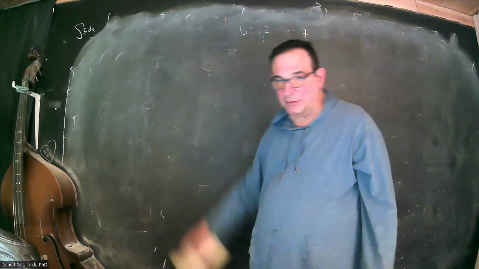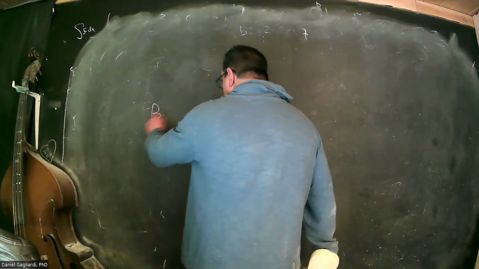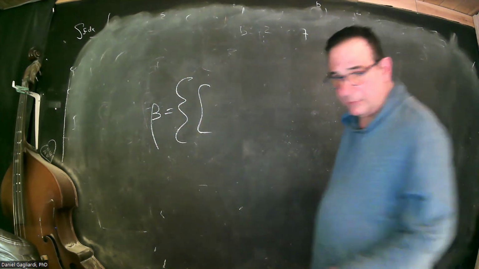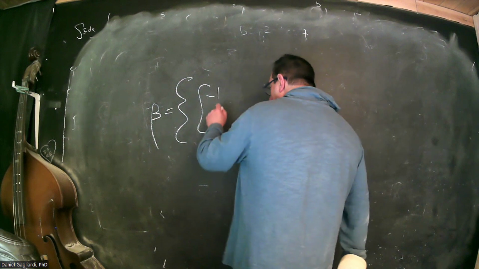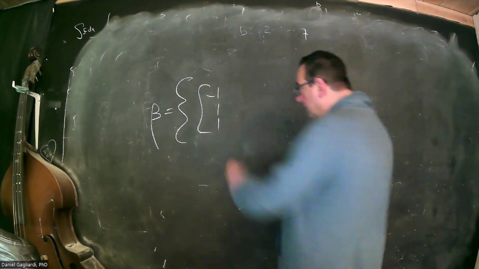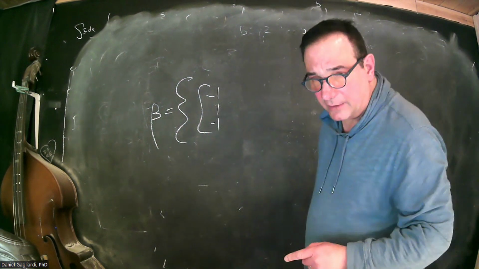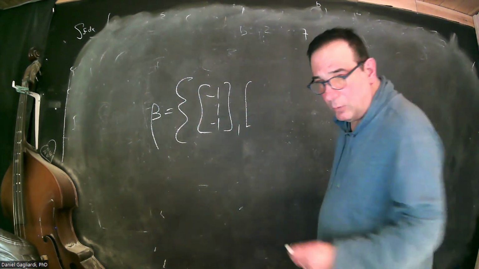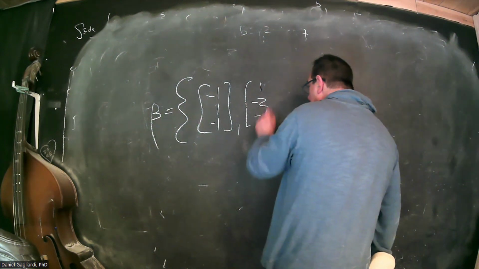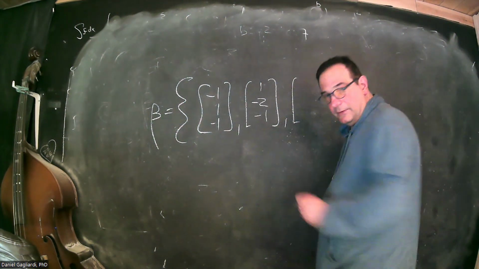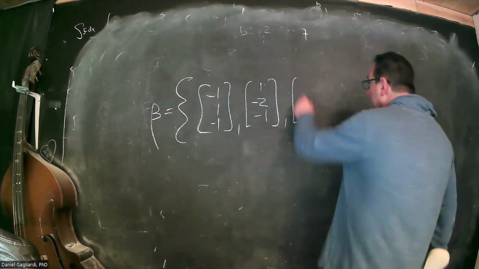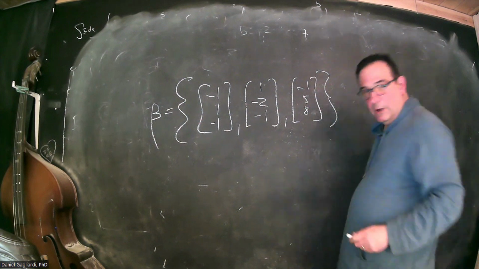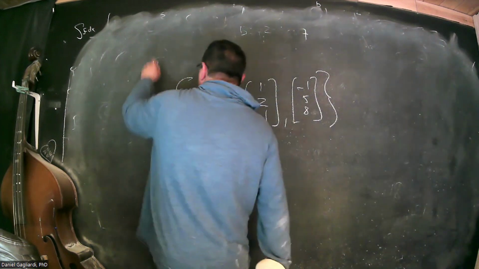So the next question gives us a set of vectors beta. So here's a set of vectors beta. We have (-1, 1, -1), and then we have the vector (1, -2, -1), and then we have the vector (-1, 5, 8). And so what is this? Number 3. This is number 3.